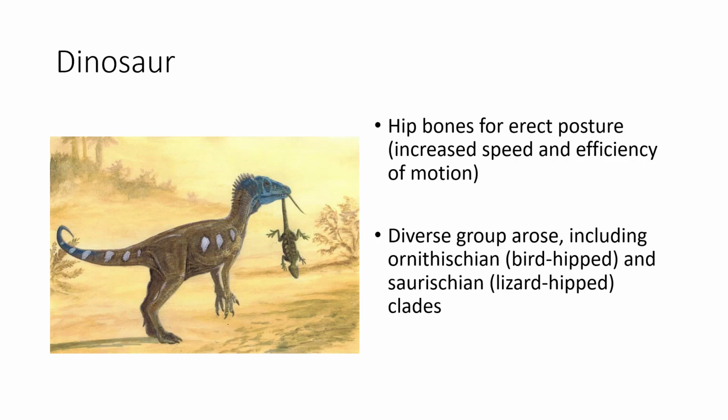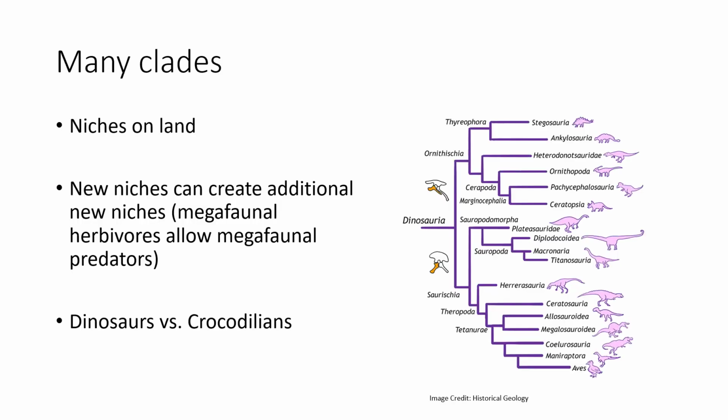And you can see here one of the ways to use the advantage is to capture and eat reptiles. Many different clades arose as new niches were opened. Remember that most organisms went extinct at the end of the Permian. And during the Triassic, we start to see the evolution of dinosaurs into many of these new niches on land. And of course, new niches can create additional new niches.